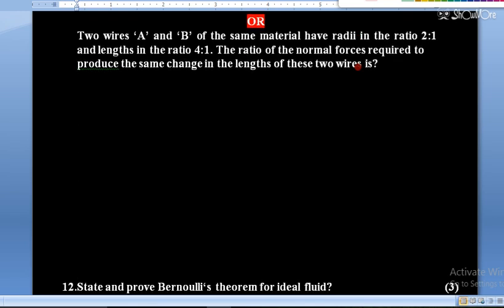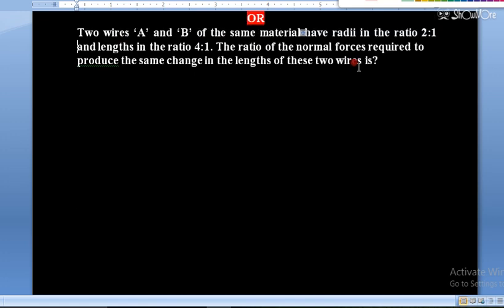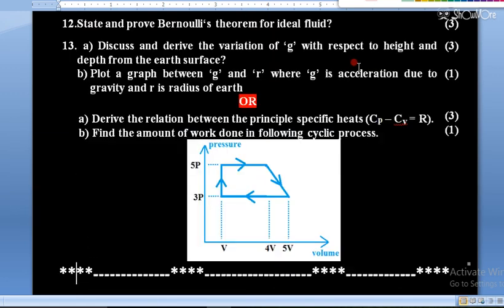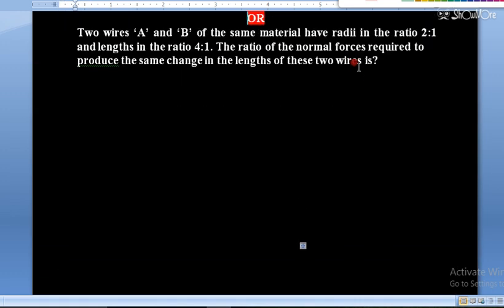This question was asked from... okay, wait, first of all we have to do this question. Okay, 1, 2, 3. So let's do this question. Two wires A and B having the same material, having this radius ratio and this length ratio. The ratio of the normal force required to produce the same change in length. So this ratio question we have to do.